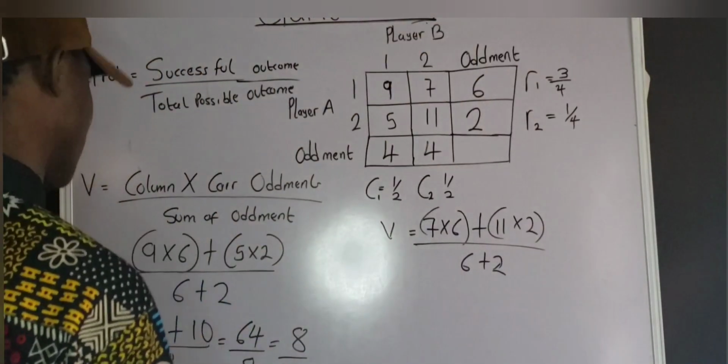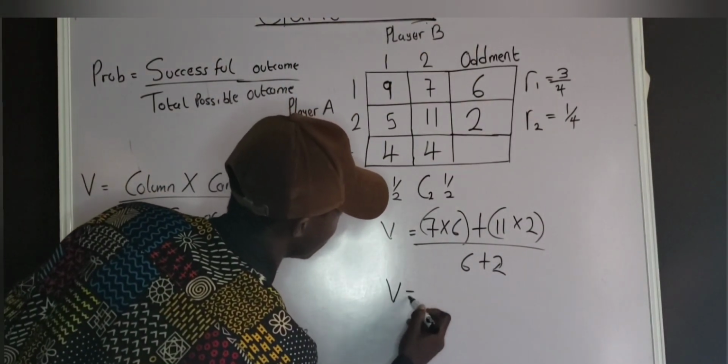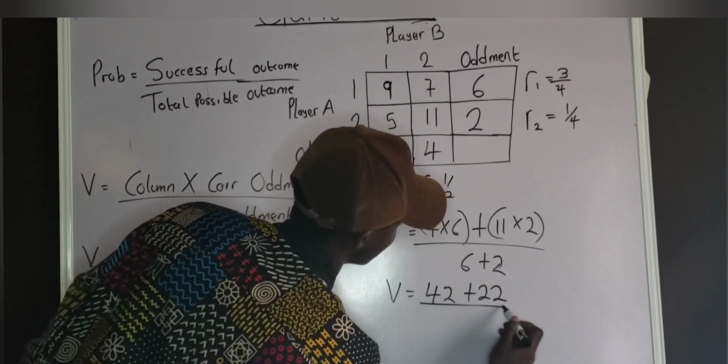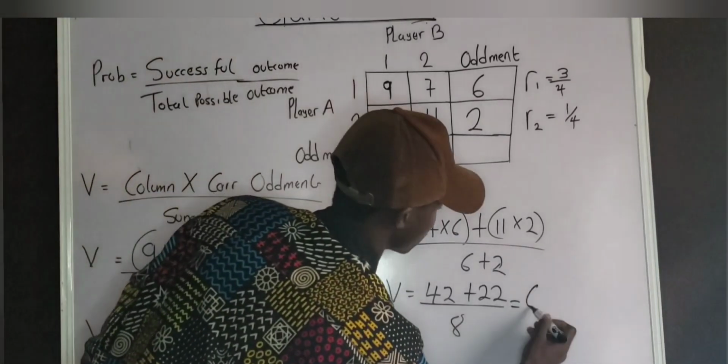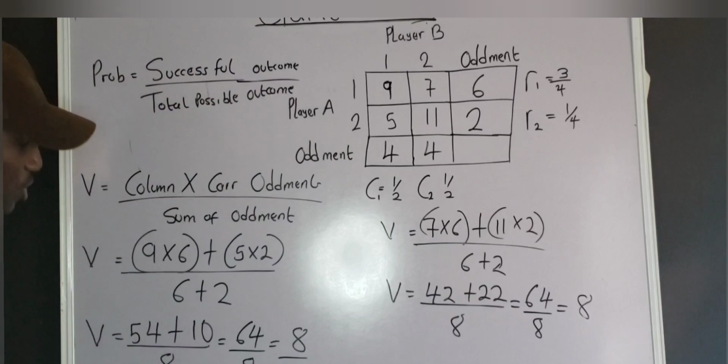7 multiplied by 6, 42. So for this, I'm going to have 42 plus 22 all over 8. Do you understand? 42 plus 22, that is 64. So 64 all over 8, that is 8. Have you seen it? So we got the same value when we use any of the columns.